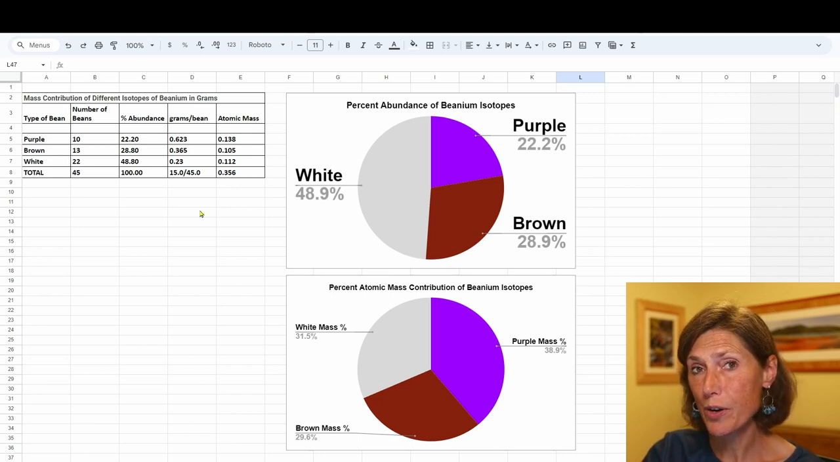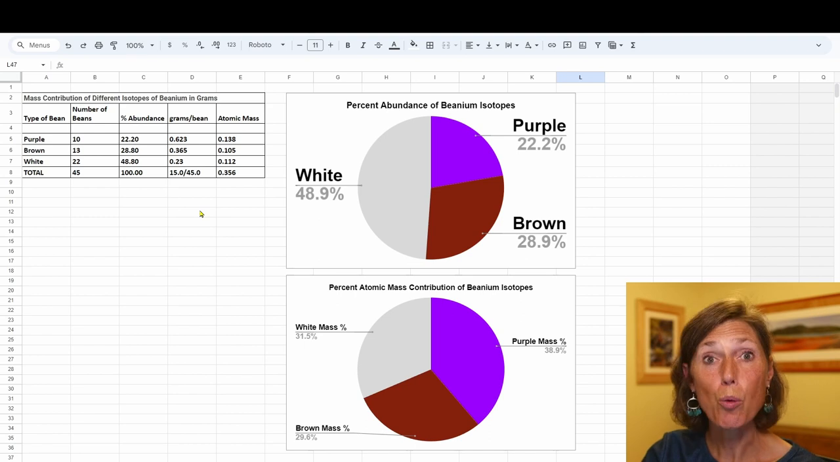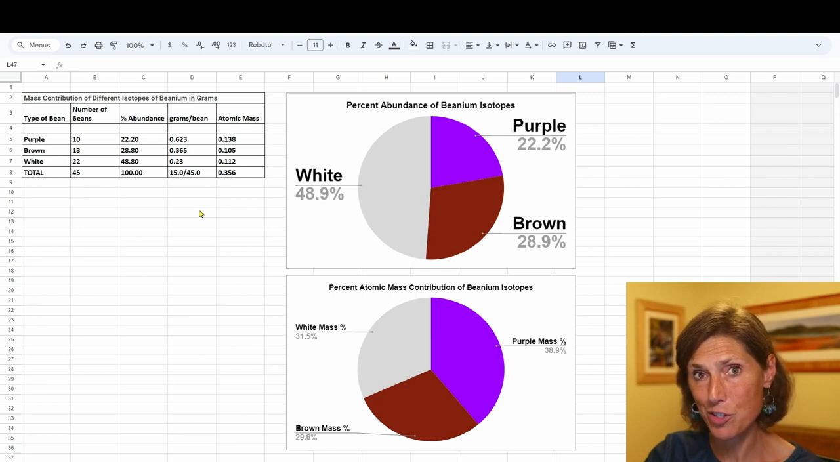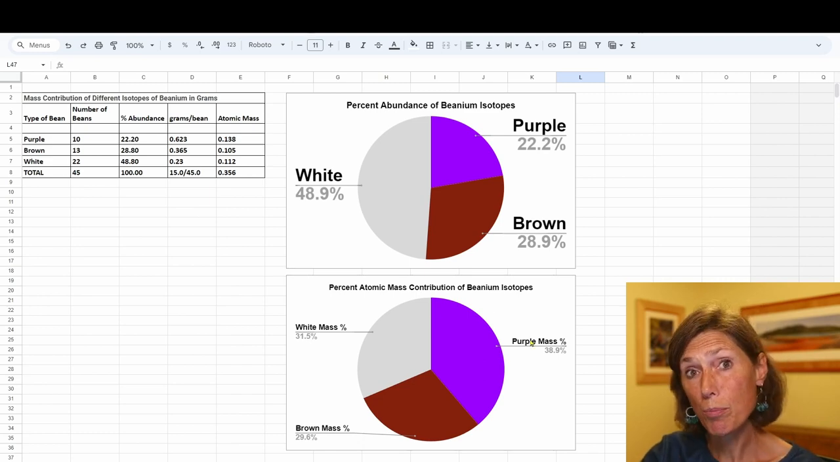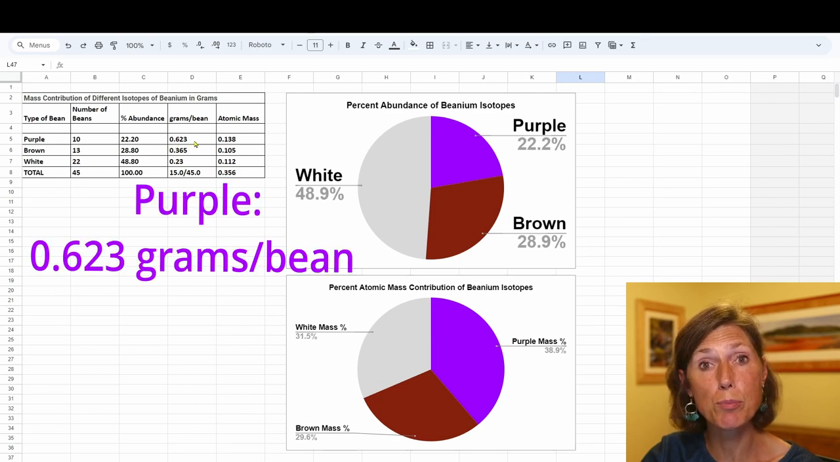So when the students are asked which isotope, which type of bean contributes most to the overall atomic mass of beanium, they can answer it the following way. The purple beans contribute most to the mass, despite that they are the least abundant. And why is that so? Because in terms of grams per bean, they have the highest value.